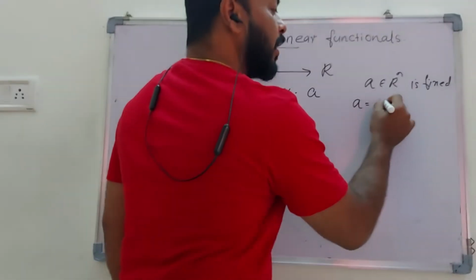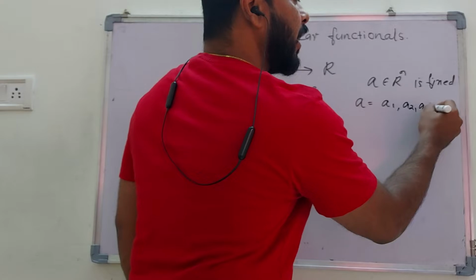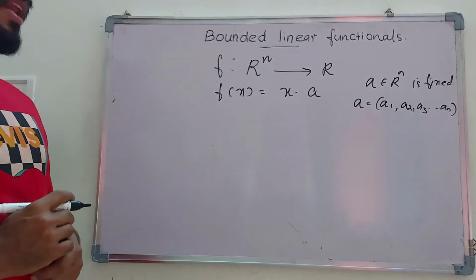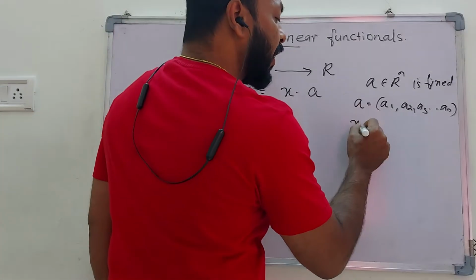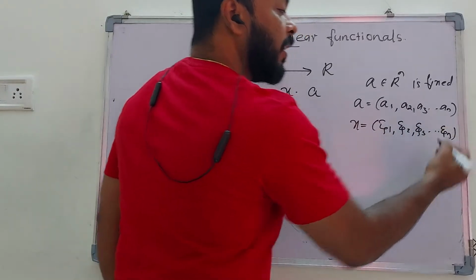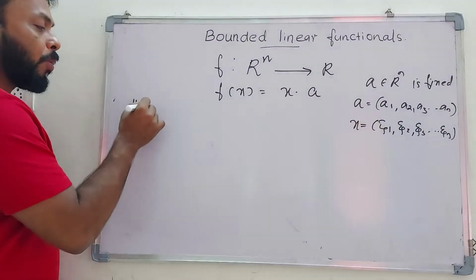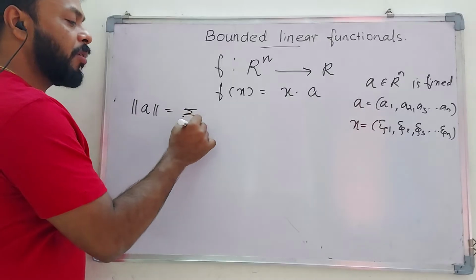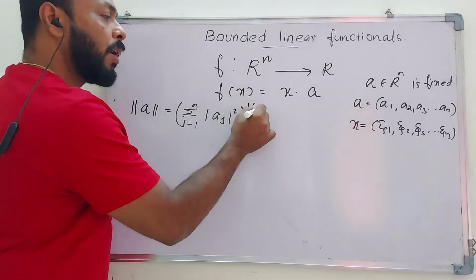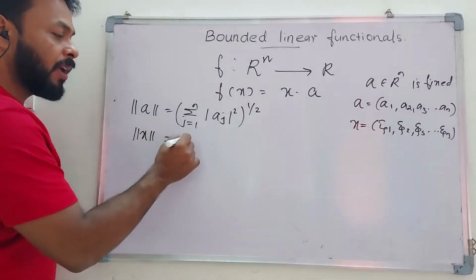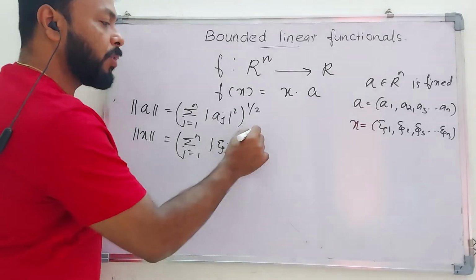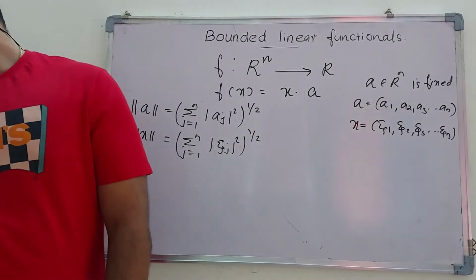Suppose a is the n-tuple a1, a2, a3, etc., an, fixed in R^n, an n-tuple of real numbers. x is any arbitrary vector in R^n. Suppose it is θ1, θ2, θ3, etc., θn. Since we are in R^n, we know what the norm of a is: the norm of a is summation j equal to 1 to n of modulus of aj squared, the whole raised to 1/2. So norm x, similarly, we define as summation j equal to 1 to n of modulus of θj squared, the whole raised to 1/2. This is the standard norm defined on R^n.